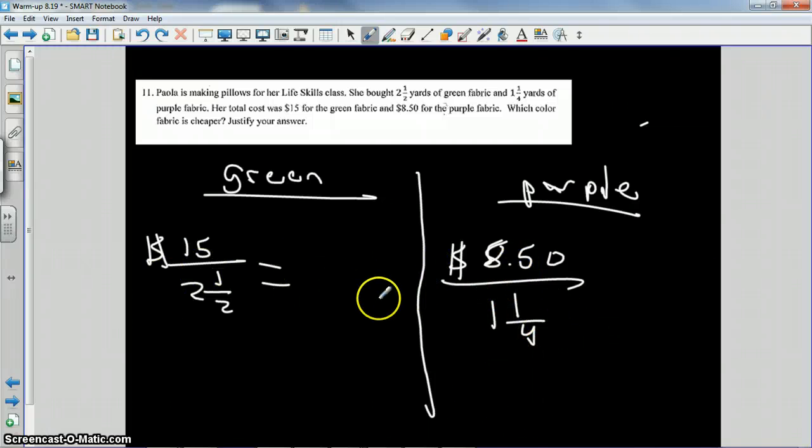To find the cheapest price, we have to do exactly what we've been doing over and over again. We have to find the unit rate. So we have 15 divided by 2 1/2, and that's 6. So that's $6 per yard. I'm just going to write per yard here. And then we're going to do the same thing here. We're going to do $8.50 divided by 1 1/4. And that's $6.80 per yard.